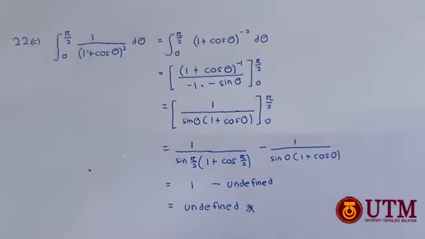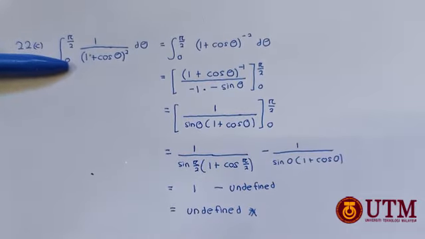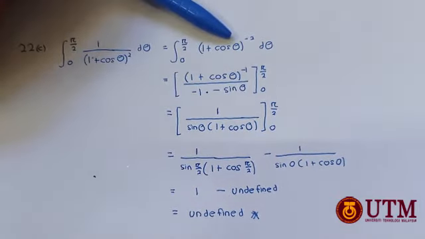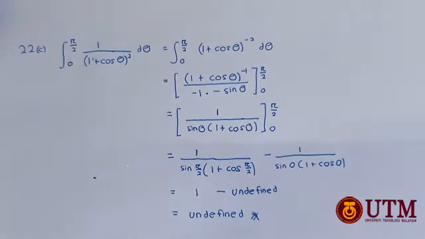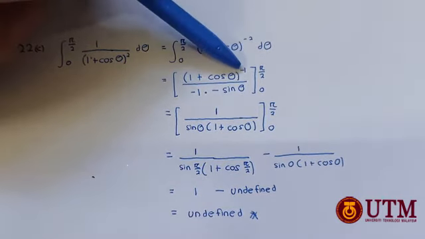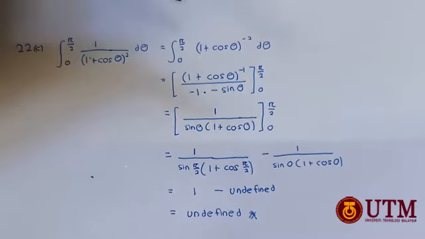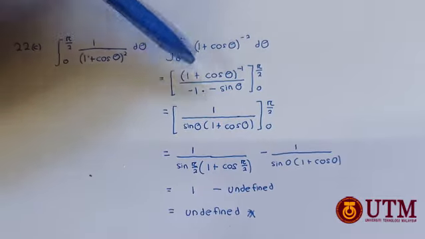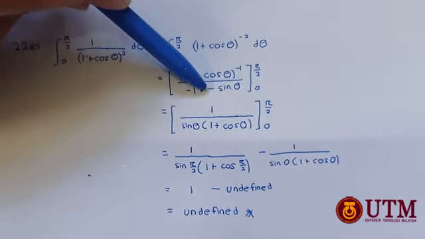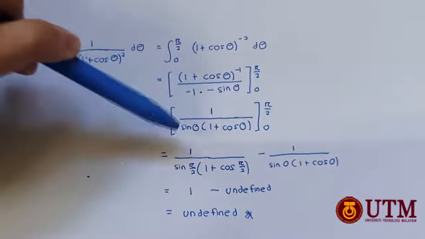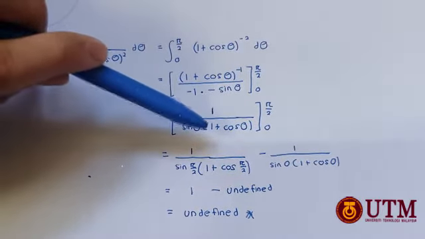Question 32c, we need to integrate 1 over 1 plus cos theta squared with respect to theta. First of all, we need to invert the expression, and we will get 1 plus cos theta to the power of negative 2. Then we just use the basic law. We add negative 2 and 1, and we will get negative 1, and we put the negative 1 as the power. We also differentiate the inside of the expression, and we will get negative sin theta, and we also put it in. Then we will get 1 over sin theta times 1 plus cos theta.